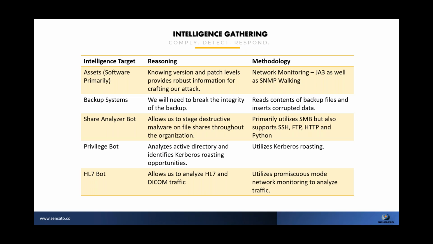Privilege bot is really focused on Kerberos and Kerberos roasting, trying to figure out how we can break through that active domain. And then the HL7 bot is simply looking at HL7 and DICOM traffic. It's using promiscuous mode and attempting to grab traffic and just see what is going on with HL7 and DICOM. So these bots now, in our scenario, would be on the net, right?